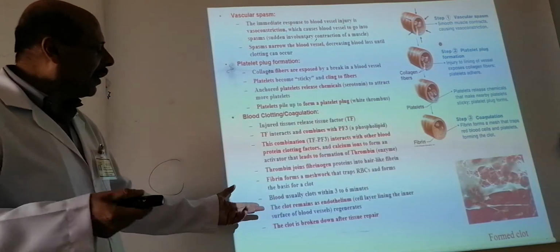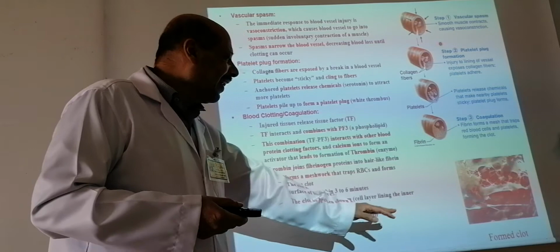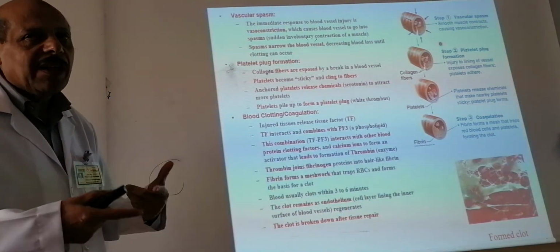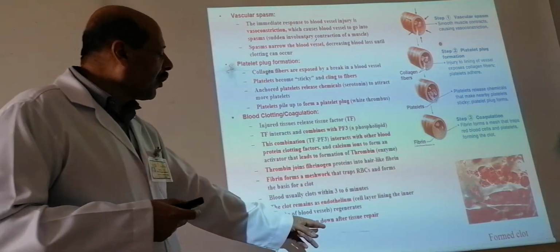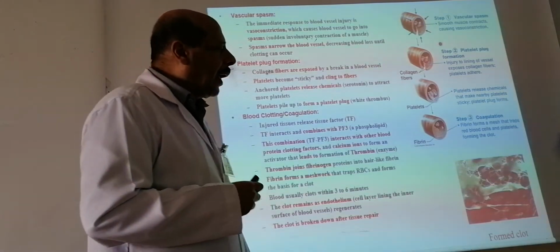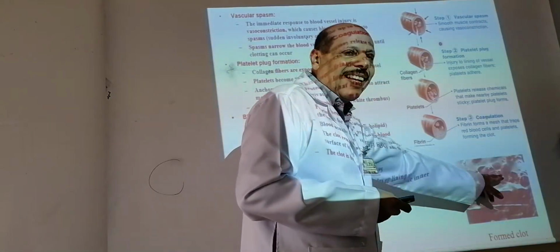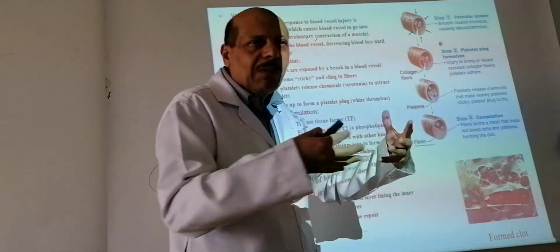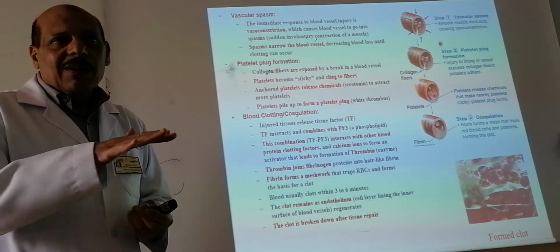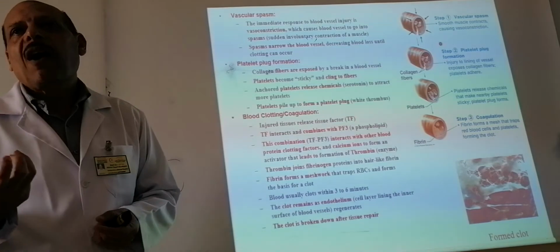The endothelium cell layer lining the inner surface of blood vessels will be regenerated. So the clot is broken down after tissue repair. It will be broken down, leading to the formation of threads, which we call the mesh. So this is the fiber, which forms fibrous tissues.